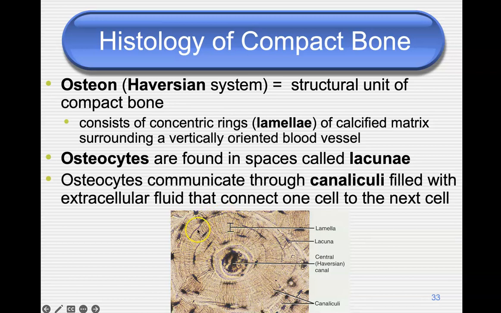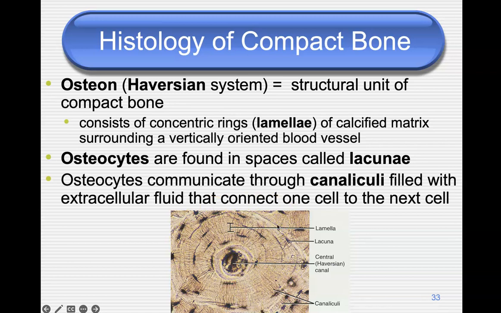And the lamellae, they look like these annual tree rings, right? These are actually rings of matrix. So that's what the lamellae are, rings of calcified matrix. And then they're going to surround this central canal where the blood vessels and nerves are going to run. And so that's what makes up our osteon.